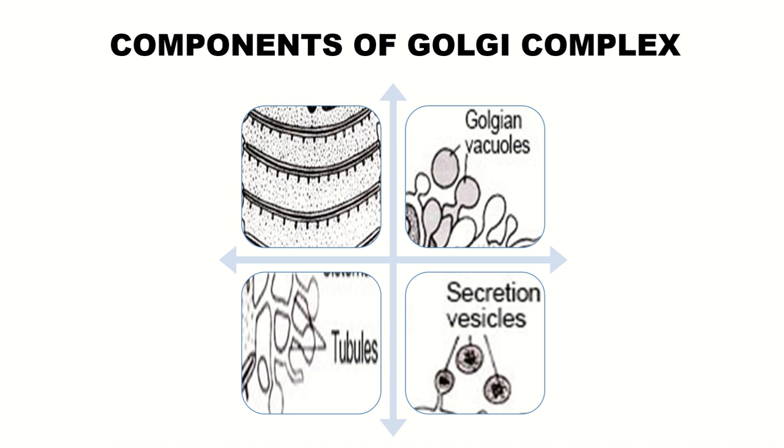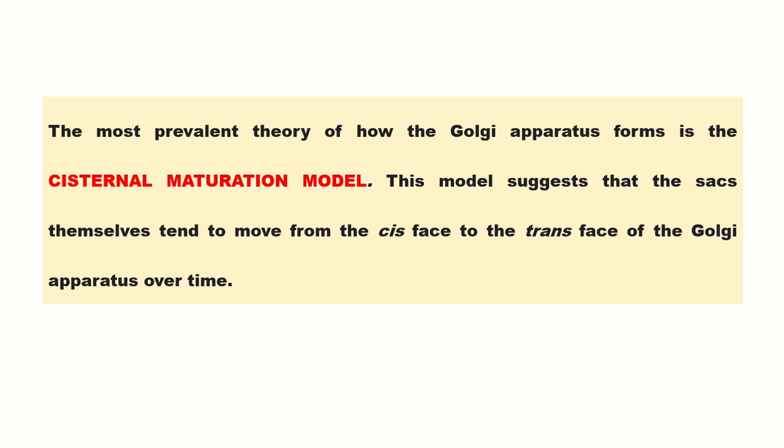Golgi complex is made up of four components: the cisternae, Golgian vacuoles, tubules, and vesicles. We will learn about each one of these in detail. The most prevalent theory of how Golgi apparatus forms is the cisternal maturation model, which suggests that the sacs themselves tend to move from the cis phase to the trans phase of Golgi apparatus over time.